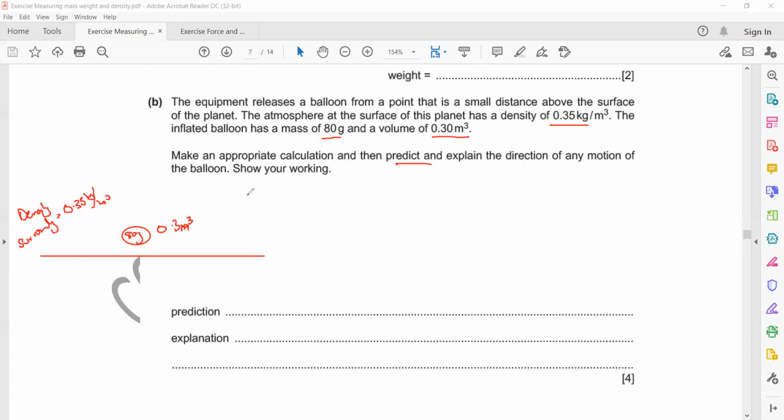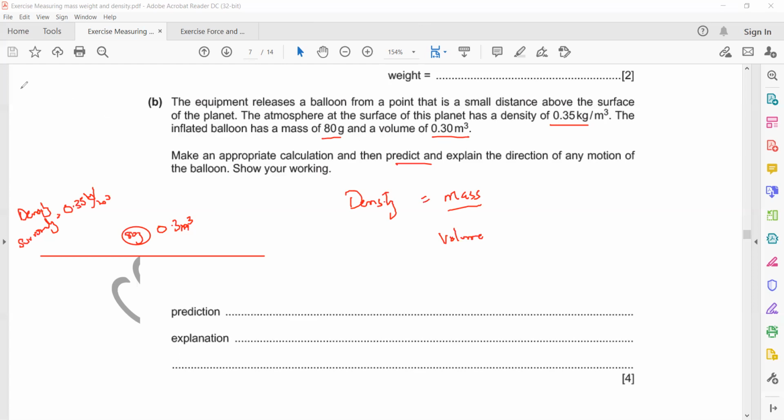First, we'll find the density of the balloon. If the density of this balloon is less than the density of the surrounding air or atmosphere, then the balloon will rise. But if the density of the balloon is more than the density of the surrounding air, it will sink. So first we find the density of the balloon, and to get it, we need the mass, because density is mass present in a unit volume.